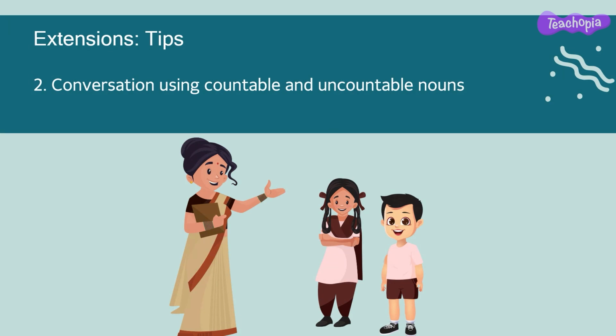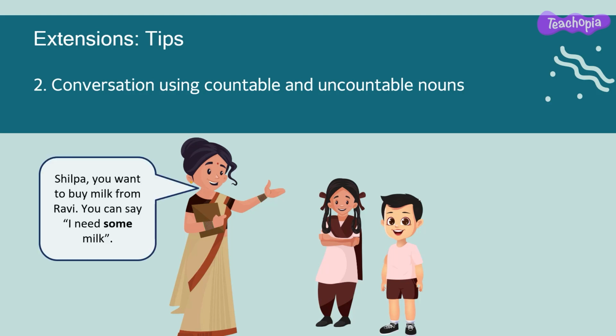Another way we can extend this activity is have conversations for specific types of nouns, for example, countable and uncountable nouns. Here, we pick scenarios where these type of nouns are used and help children to use them in conversation with each other. Shilpa, you want to buy milk from Ravi. You can say, "I need some milk." I need some milk.